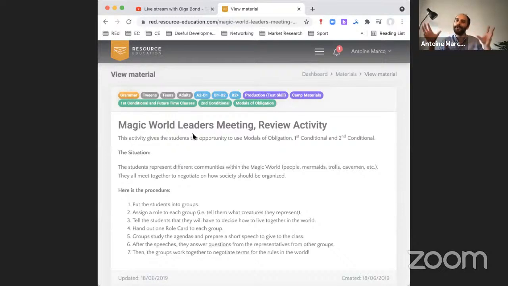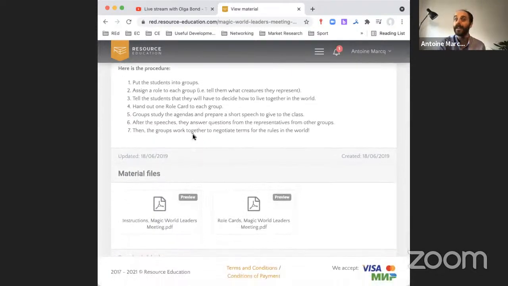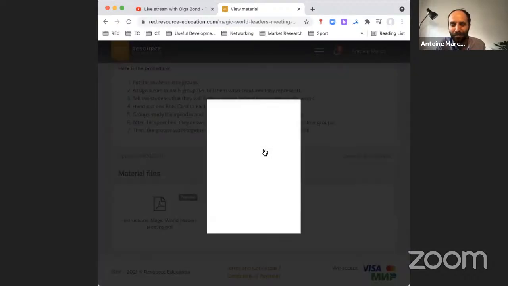You'll see there are cards for different leaders of different magical worlds, and they all have different agendas. You can use these role plays in pair work, where two world leaders meet and try to compromise, try to find something they have in common and some kind of deal they can make based on their agenda. Or it can be a whole group activity, a bit like a G8 summit, but without the real world countries, with these magic world leaders. Let me show you.